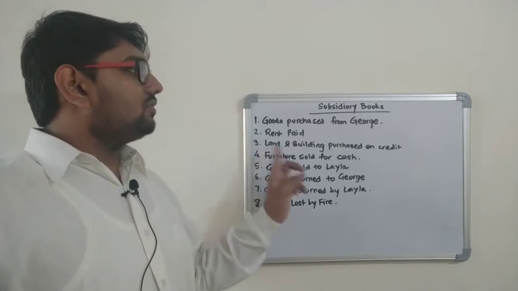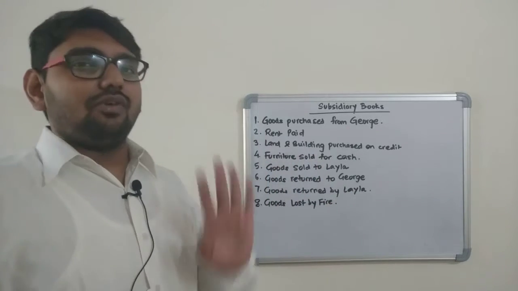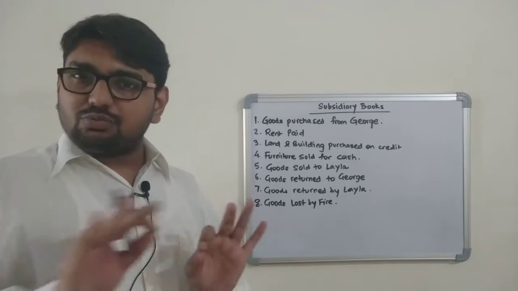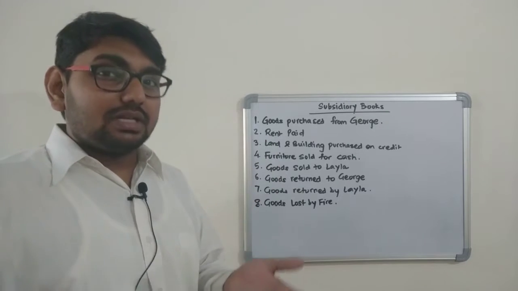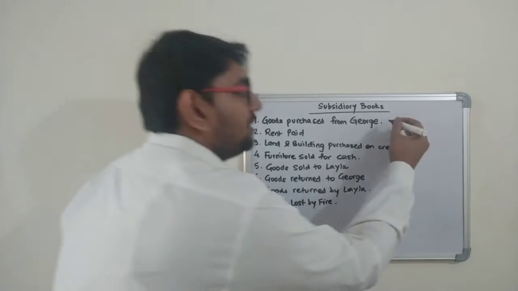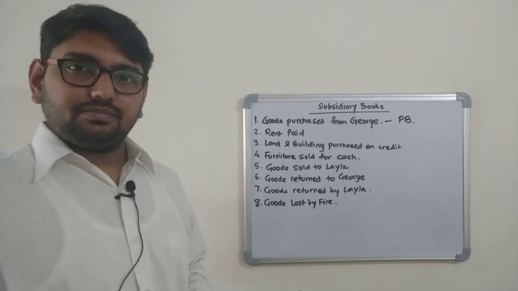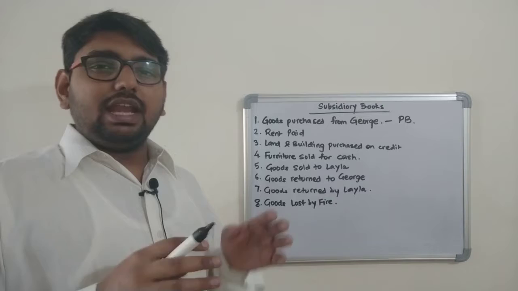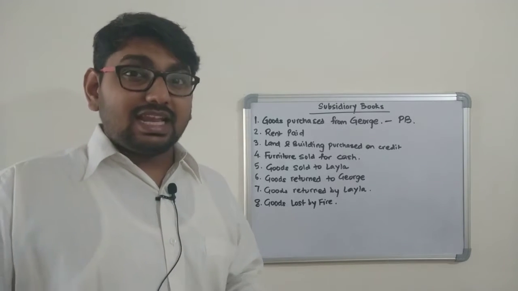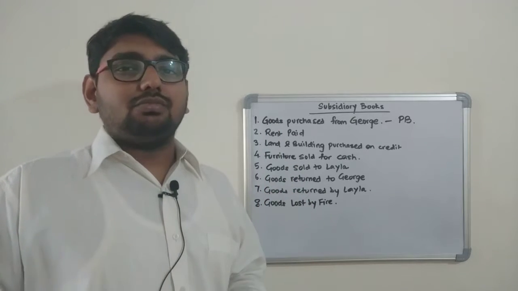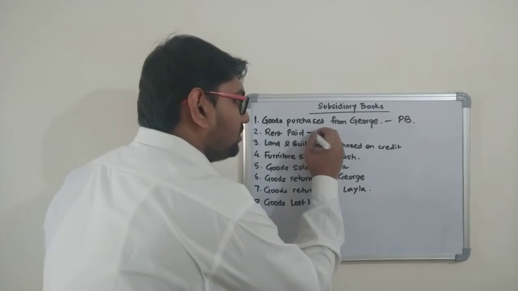So the first one is goods purchased from George. My first question is, do you see any cash involved? No. Hence cash book has been eliminated. So are there any goods involved? Yes, and I am purchasing the goods. So this will go into the purchase book. Easy. Next one is rent paid. So rent paid is a nominal transaction and I have already paid the rent. And when I say that I have paid the rent, it is assumed that I have paid the rent through cash. Hence this will go into the cash book.